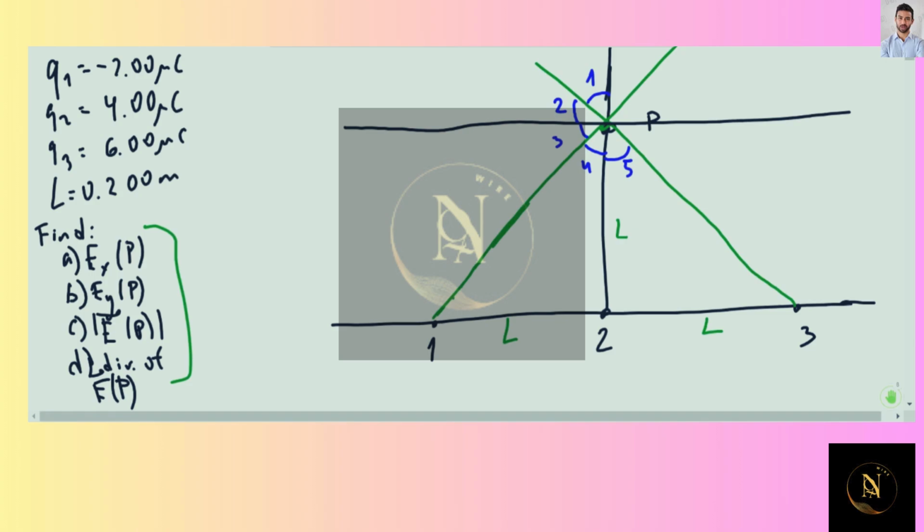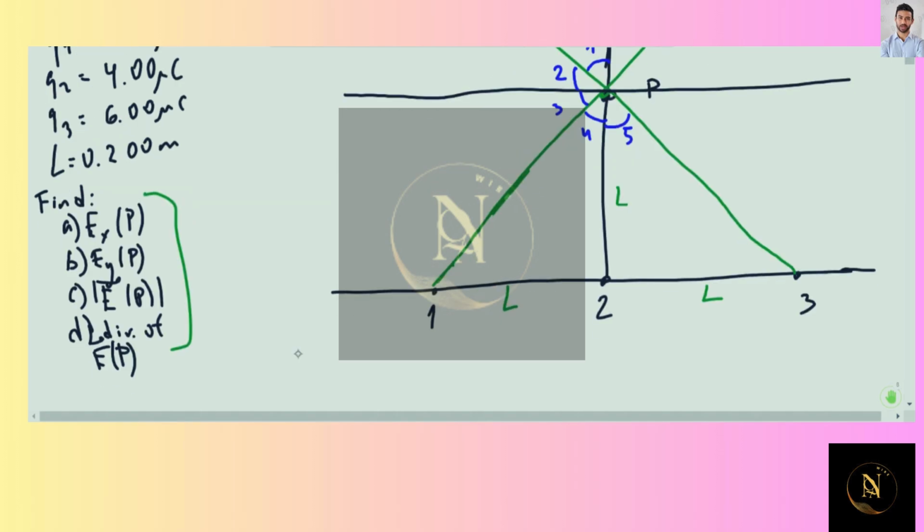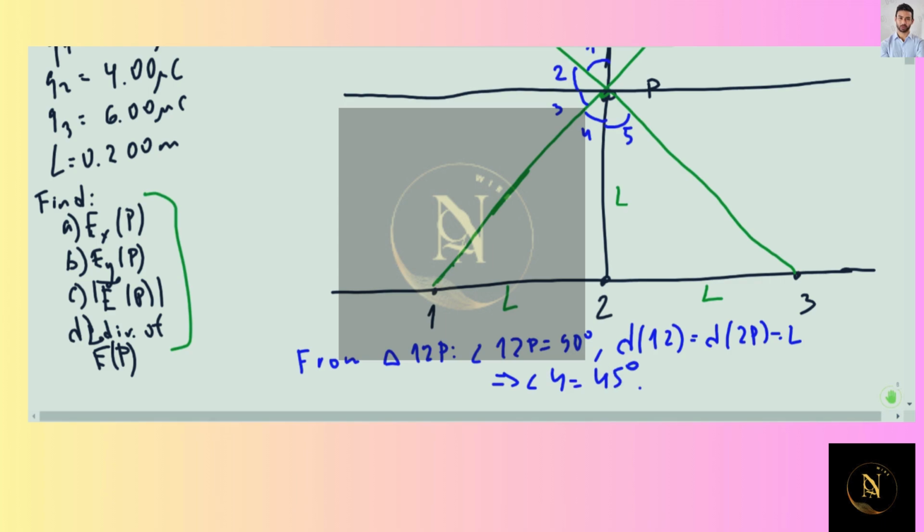So let's look at the triangle 1, 2, P. From triangle 1 2 P, we see that the angle 1 2 P is 90 degrees, and the distances between points 1 and 2 and between points 2 and P are the same and equal to L. Therefore, the angle 4, which is this guy, equals 45 degrees. And the distance between points 1 and P equals L multiplied by square root of 2.